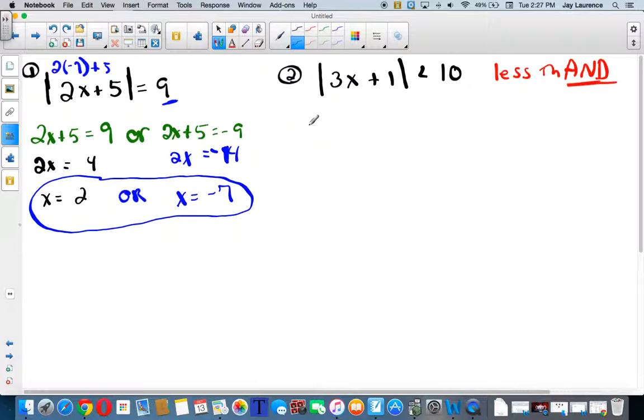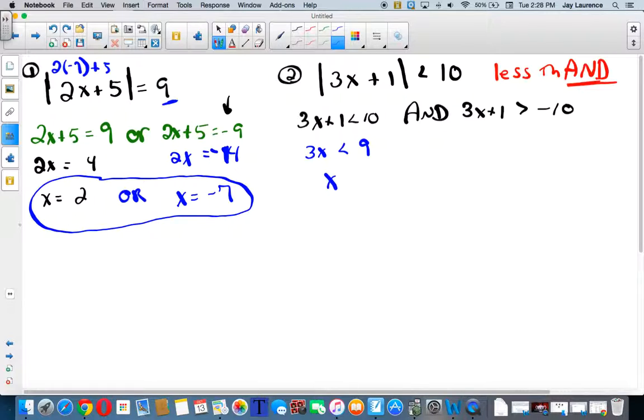So I'm going to do 3x plus 1 less than 10, and, why and? Because it's a less than problem. And 3x plus 1 is greater than -10. Notice I had to make the 10 negative just like I did in the green one, but I also had to flip the inequality. Okay? So I'm going to subtract 1 from both sides. I'm going to get 3x is less than 9, and then x is going to be less than 3.